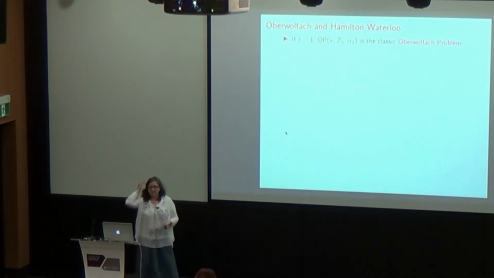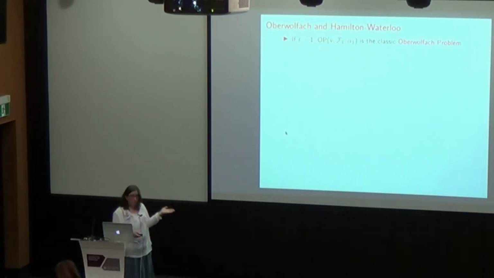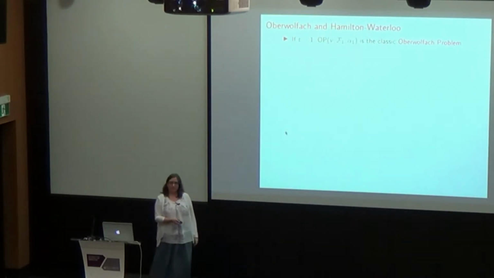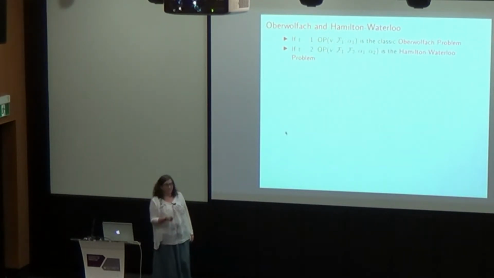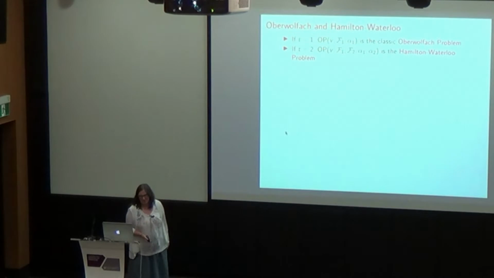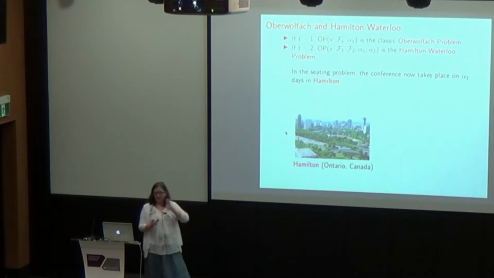In the case that t is 1, of course, we just get back the classic Oberwolfach problem. If t is equal to 2, then this problem is known as the Hamilton-Waterloo problem, and this is the next most extensively studied case. So where does this name come from if you haven't seen it before?